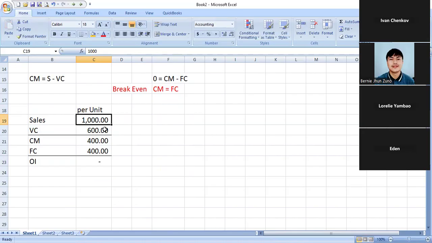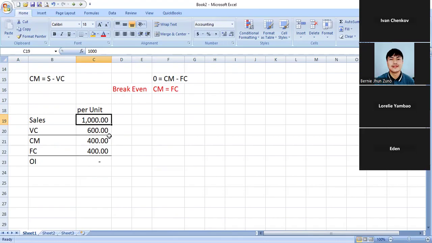What do we know on a per unit basis? Sales are always going to be the same per unit. Variable cost per unit is going to stay the same. How about the fixed cost? Which is going to stay the same, per unit or in total? Total. So let's stay per unit.